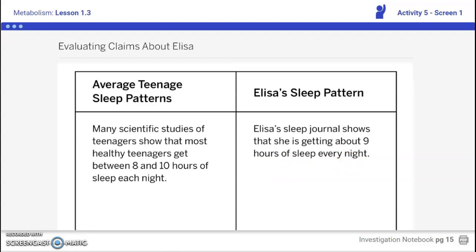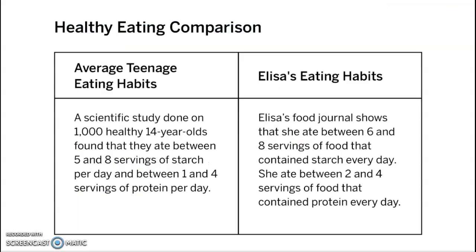So, does this evidence support the claim that Eliza is not getting enough sleep? Well, it looks like she's getting enough. She's getting in between 8 and 9, which is enough for an average teenager. So that may not be the problem. Let's look at the healthy eating comparison.